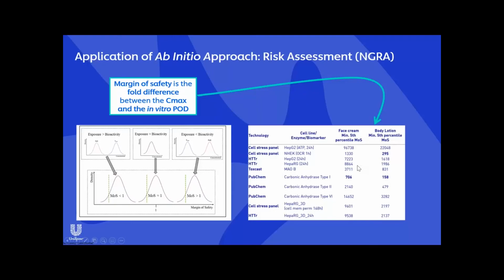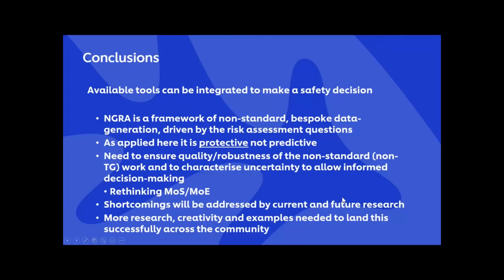So in conclusion, we are able to integrate available tools to make a non-animal safety decision, but we have some way to go to understand how protective the resulting safety assessment is. In other words, we need to work out how confident we can be in this type of assessment. We need to view NGRA as a flexible approach, which is tailored to the decision context, tailored to the question being asked. And the approach I've described here is protective, not predictive. But depending on the assessment question or the outcome of that initial comparison between exposure and in vitro bioactivity, the assessment may need to flip into more of a predictive mode.